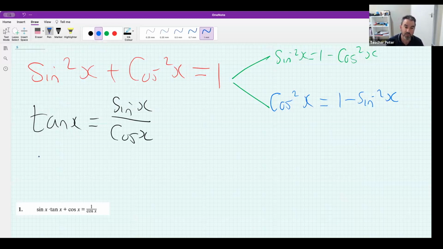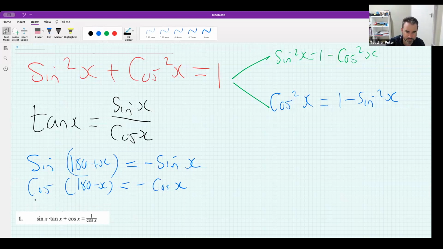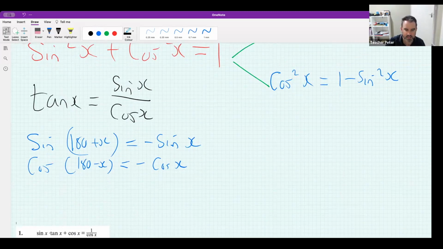Then you also have reduction formula identities, which I don't know if we'll do today, but we've done in previous lessons. So if I say to you, what is the sine of 180 plus x? Using reduction formula, you can work out that that's minus sine x. Or what is the cos of 180 minus x? That would be the same as minus cos x. So that's called the reduction formula, and that's an identity that you need to be aware of.